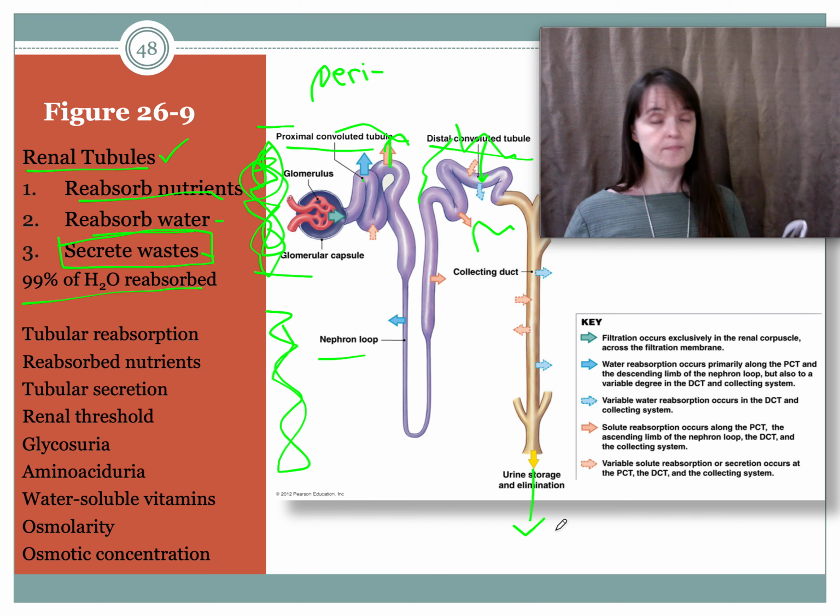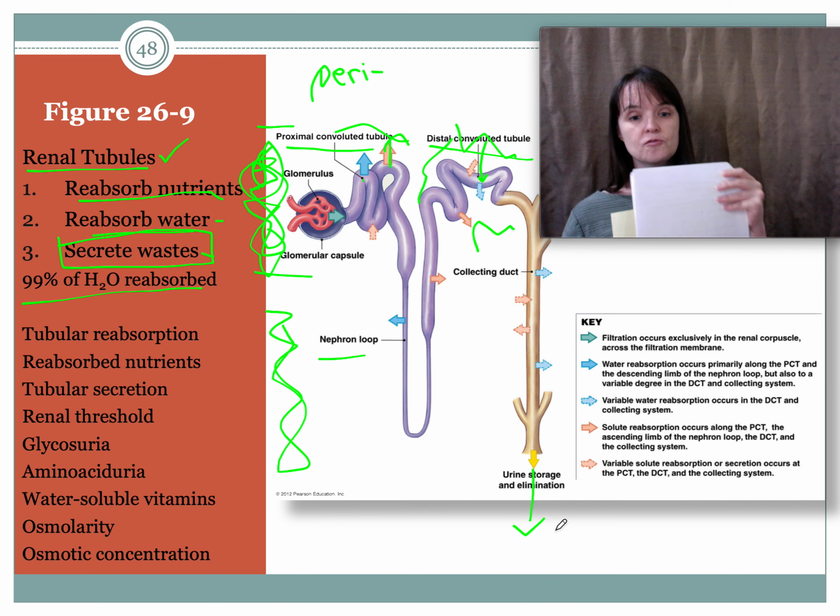Okay. Basic concepts. And that was page 14.